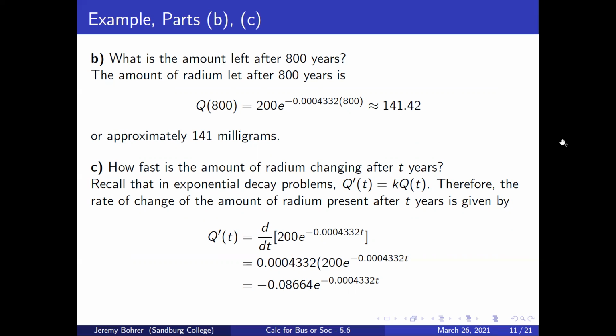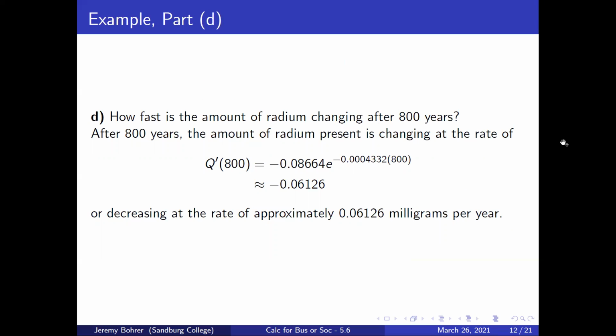How fast is the amount of radium changing after t years? Recall that in exponential decay problems, Q prime of t equals k times Q of t. Therefore, the rate of change of the amount of radium present after t years is given by Q prime of t equals the derivative of 200 times e to the negative 0.004332 t, or negative 0.004332 times 200 e to the negative 0.004332 t, which is equal to negative 0.8664 times e to the negative 0.004332 t.